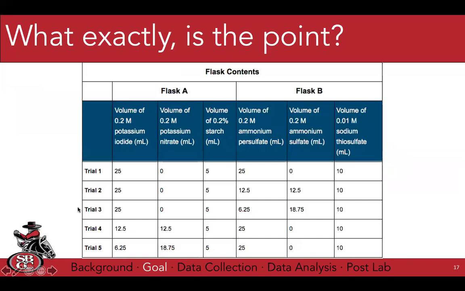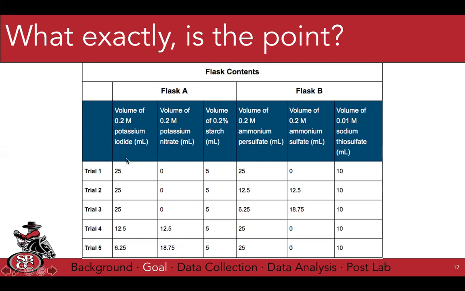Nice comment, Taylor. So we're going to do 5 trials, and each time we're going to keep the volume the same. So we're going to make a flask A and a flask B. I'll show you in a second. And then to start the reaction, we'll mix them. So the total volume of our reaction will be all of these volumes put together. Please note that we have the same amount of thiosulfate in every reaction. That's constant. We have the same amount of starch in every reaction. That's constant. It's an indicator.